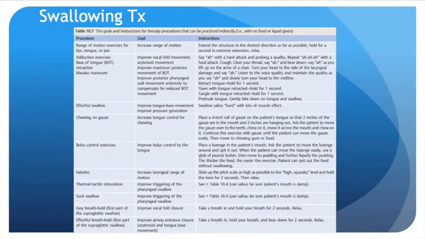Your book provides a few goals and instructions for therapy procedures that can be practiced indirectly. So range of motion exercises for various articulators, adduction exercises, base of tongue retraction, Masako maneuver, effortful swallow, chewing on gauze, bolus control exercises, the use of falsetto, this kind of voice, thermal tactile stimulation, a suck swallow, easy breath hold, and effortful breath hold.